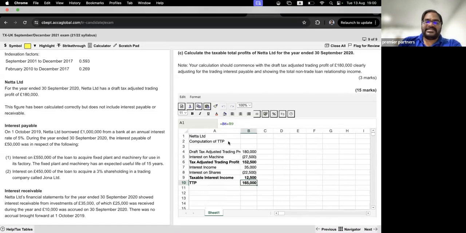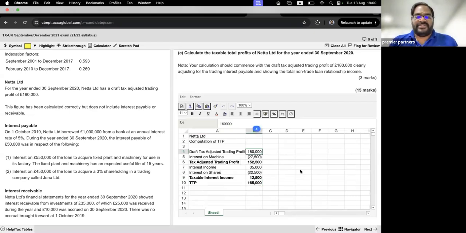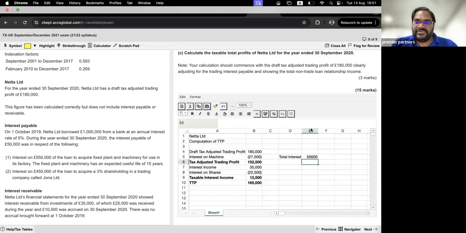Okay, fine. So I start with, as they requested, the 180,000 draft profit. Then whatever business related interest I have to adjust. The interest related to this machine is a business related one, right? So for that, I can deduct the interest from my trading income itself. The interest is 50,000 pounds at a rate of 5%. You have two options: either use 5% and try, or we know the total interest. So I take the long route. Total interest is 50,000 pounds. Agree? Do you guys agree on that?